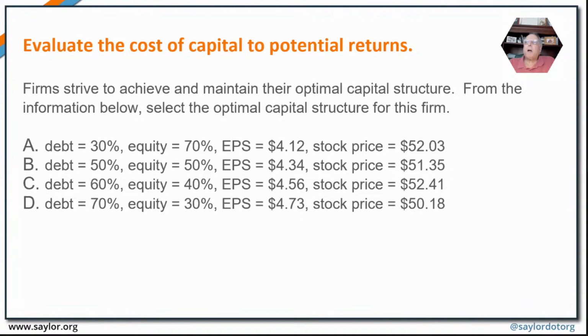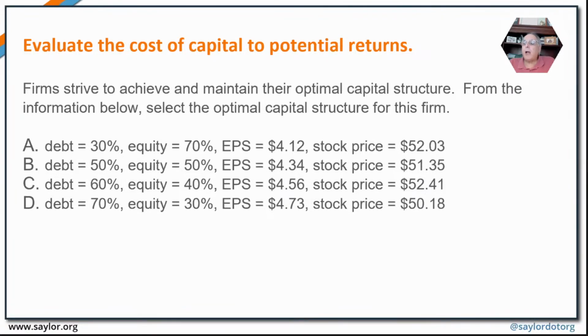Now, we talked a lot about returns and the capital plan and putting together the capital budget. And we know that we're looking to achieve the optimal capital structure. Management has a responsibility to meet the expectations of investors in their return or to exceed that expectation. So given the information here on 4 different capital plans with different amounts of debt, different amounts of equity, the earnings per share on a share of stock, and what the current stock price is, what's the optimal capital structure for this firm?